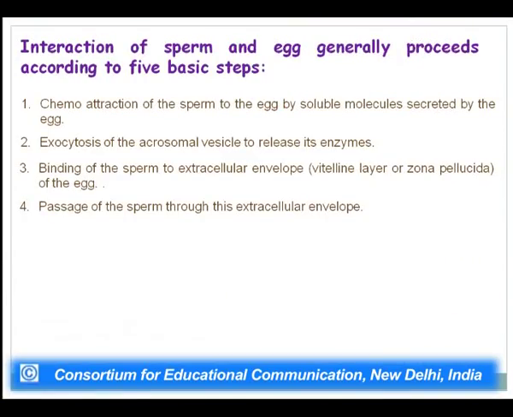The next step is the passage of the sperm through this extracellular envelope. So now it passes through the vitelline envelope also, and the last is the fusion of the sperm and egg plasma membranes. When we are talking just about the interaction, after that the nucleus of the sperm will pass on to the egg and then the fusion will take place, but the initial interaction, the contact and recognition of the two gametes, involves these 5 steps. Steps 2 and 3 are reversed in mammalian fertilization, as we will see in subsequent sessions: the sperm binds to the extracellular matrix of the egg before releasing the acrosomal contents.